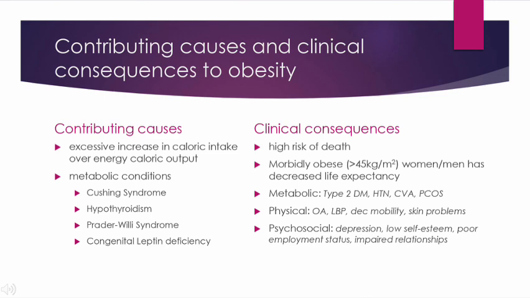Obesity significantly increases the risk of death. It also reduces life expectancy, especially in severe cases. Now let us break down the complications. Metabolic complications include type 2 diabetes, hypertension, stroke, and polycystic ovary syndrome. Physical complications include osteoarthritis, low back pain, decreased mobility, and skin problems. These are highly relevant in physical therapy because they directly affect movement and function.